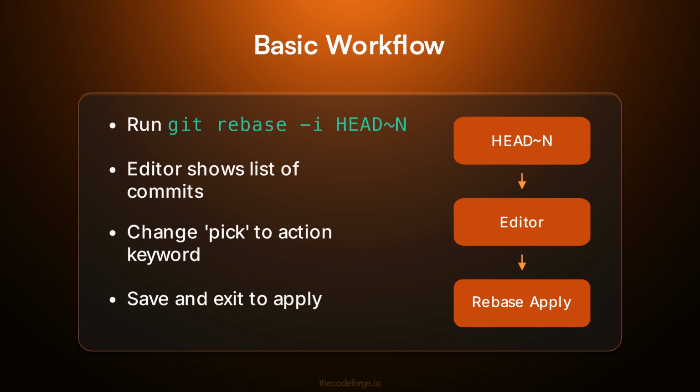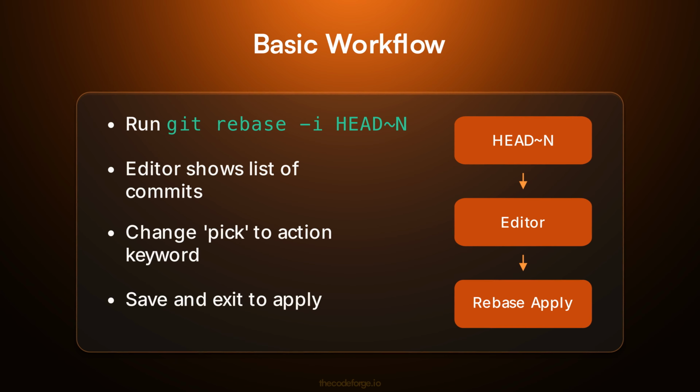Run git rebase -i HEAD~n to interactively rebase the last n commits. In the editor, change pick to squash, reword, edit, or reorder lines. Save and exit to apply changes.